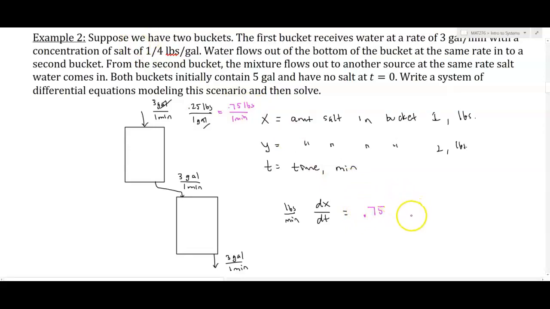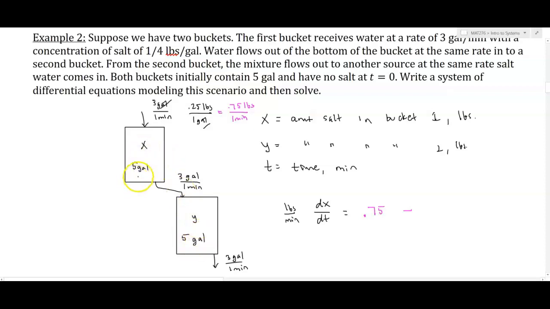And then what I have coming out, well, I have 3 gallons per 1 minute. As we've already mentioned, this is x, the amount of salt that's in the bucket. That's already in pounds. And we should also point out that these buckets are always fixed at 5 gallons.